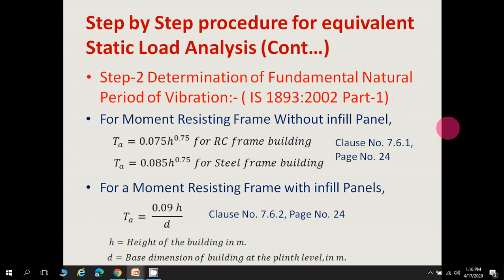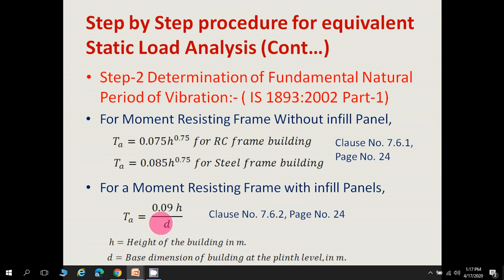2. Step number 2 is the determination of the fundamental natural period of vibration, which depends upon what type of moment resisting frame you are constructing, without infill panel or with infill panel. If you are constructing a moment resisting frame without infill panel, then the value of TA will be 0.075 h to the power 0.75 for an RC frame building, and for a steel frame building 0.085 h to the power 0.75, which is also mentioned on page number 24. Here h is the height of the building in meters, and for a moment resisting frame with infill panel, its value is given by TA equal to 0.09 h by under root of d.